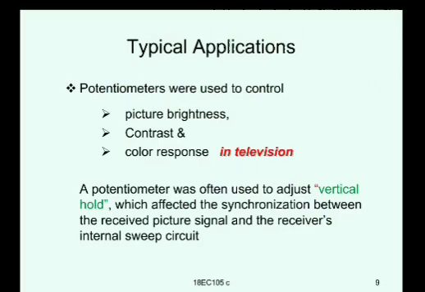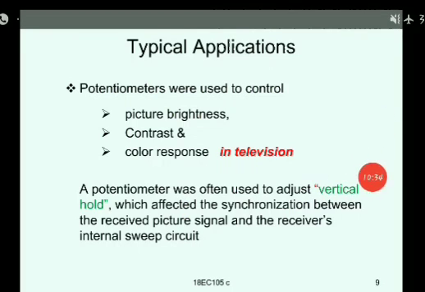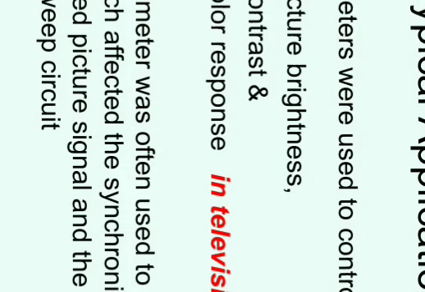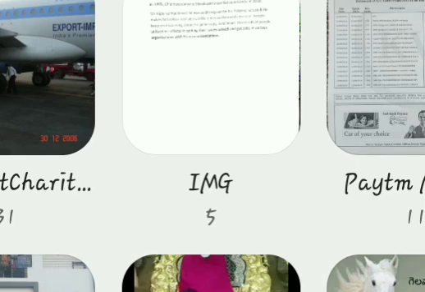A potentiometer was often used to adjust the vertical hold which affected the synchronization between the received picture signal and the receiver's internal sweep circuit. So this used to be sometimes in the old model televisions, and this control of V hold they used to call was sometimes provided on the rear side of the TV. Though it's not there nowadays.